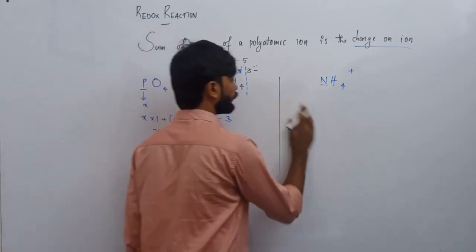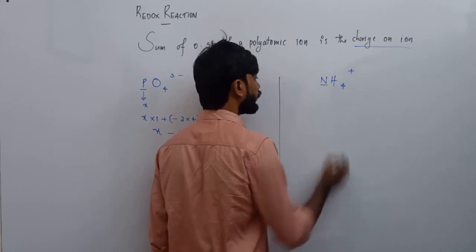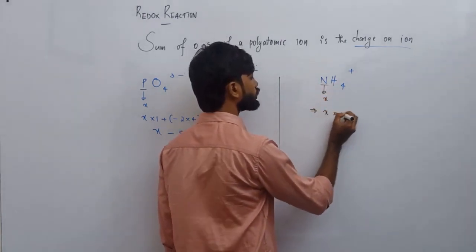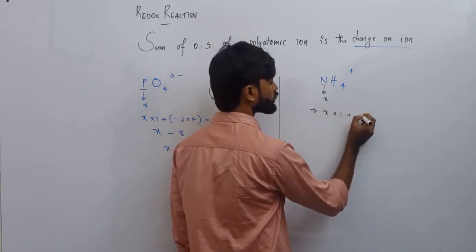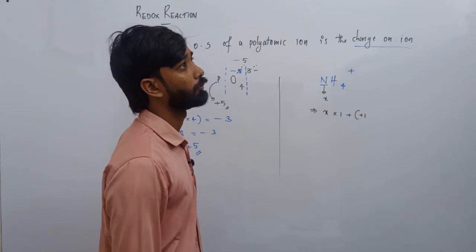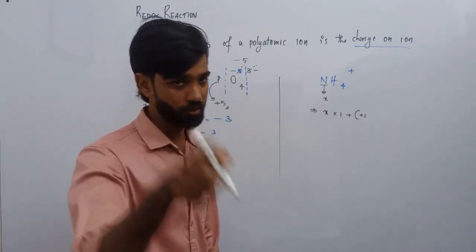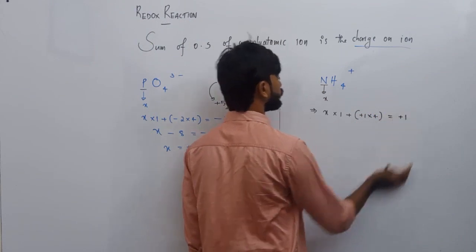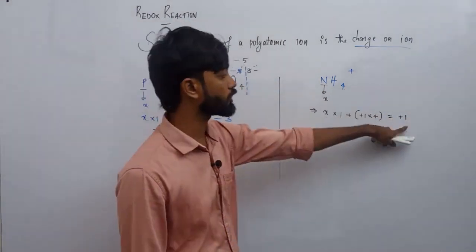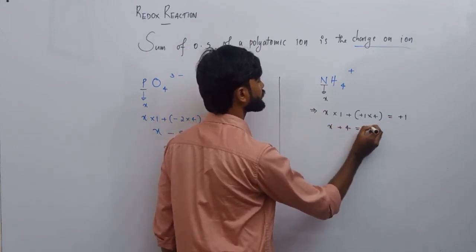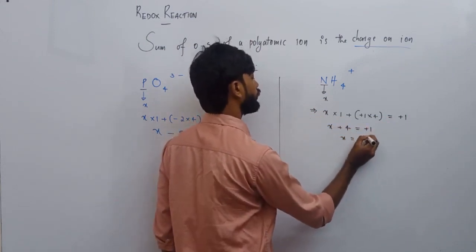What about ammonium? The ammonium ion, NH4+. You are asked to find the oxidation state of nitrogen, so put it as X. So X times 1, plus the oxidation state of hydrogen. That is +1, because hydrogen with a non-metal has +1 charge, and it is times 4. This is equal to +1, because the total charge of that species is +1. So X + 4 = +1, and X is equal to -3.